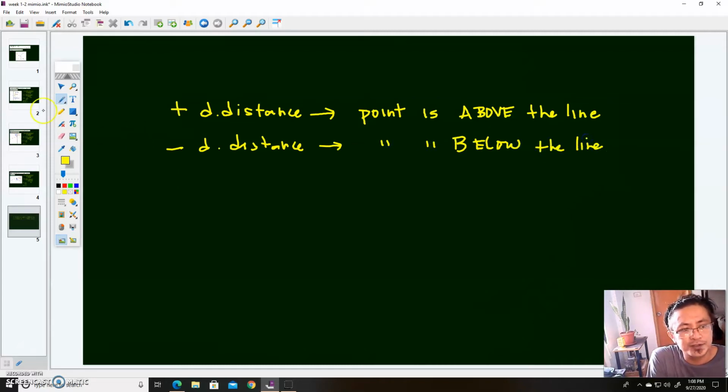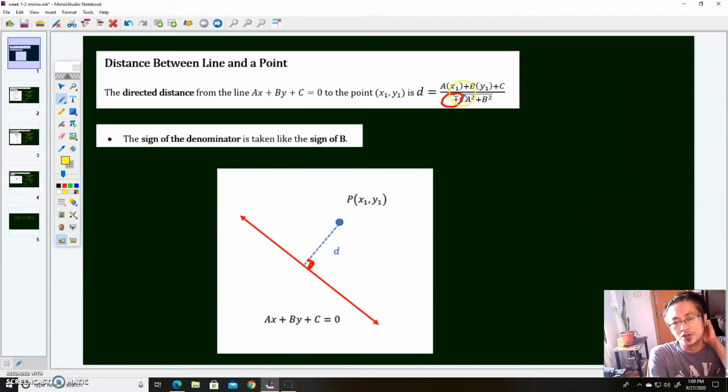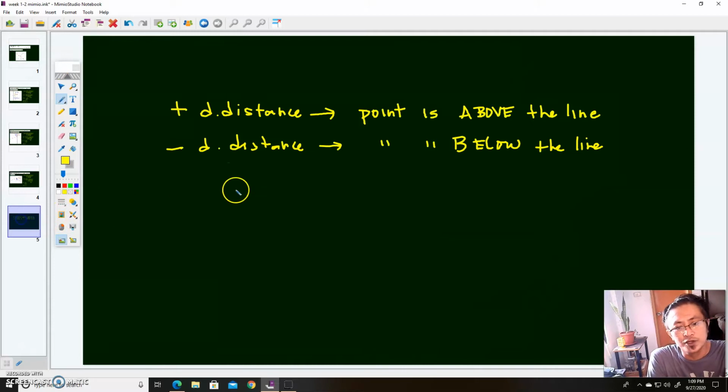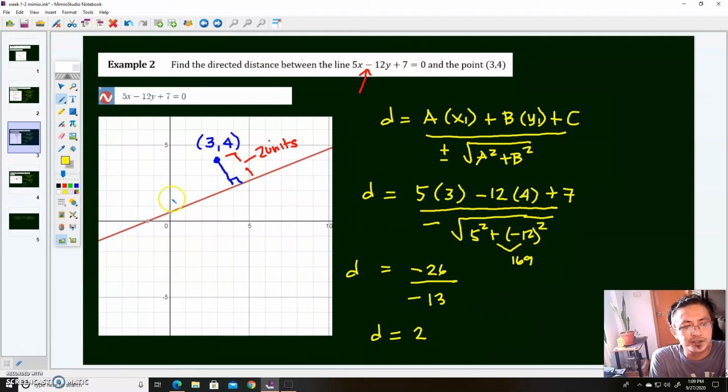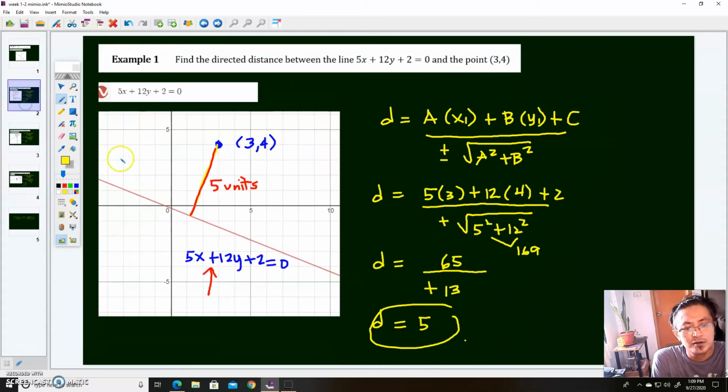The formula is actually very easy and simple to use. What's more important here is the interpretation of the directed distance. So in here, the point is below the line, so it's a negative directed distance. In the first two examples, the point is above the line, so the directed distance would be positive.